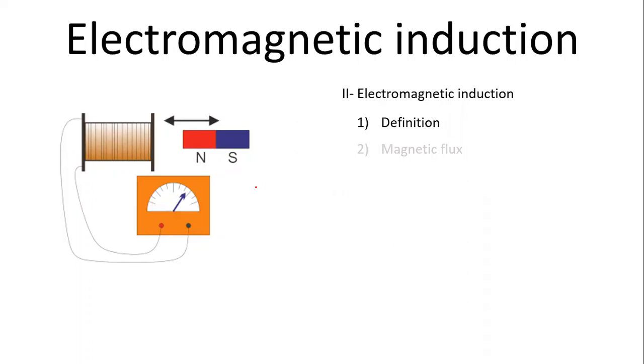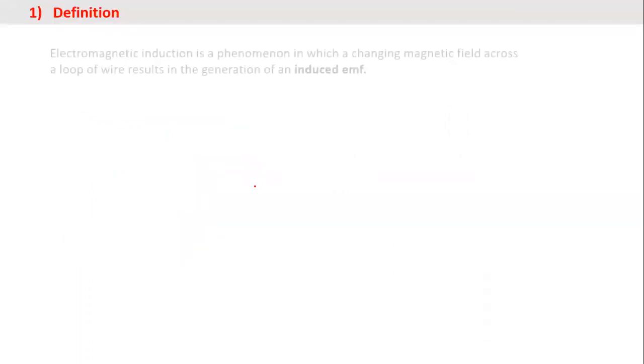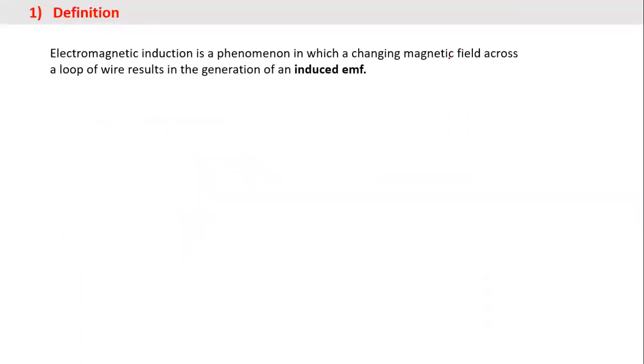Electromagnetic induction. This is part 2 now. What is the definition of this phenomenon? So the phenomenon of electromagnetic induction is a phenomenon in which a changing magnetic field across a loop results in the generation of induced electromotive force, and this is what we call voltage.